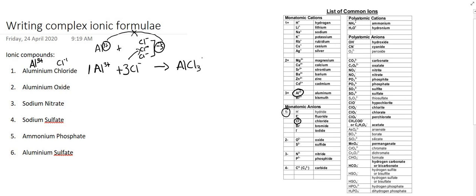Alright, let's try the next one. Aluminium oxide. So we know aluminium is 3+. We find our oxide ion over in our table, and we'll find that it is there.